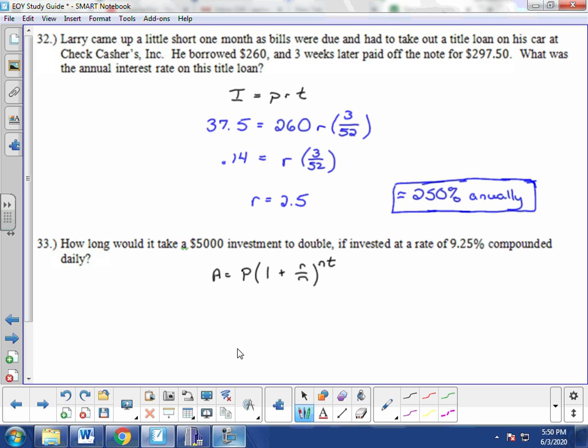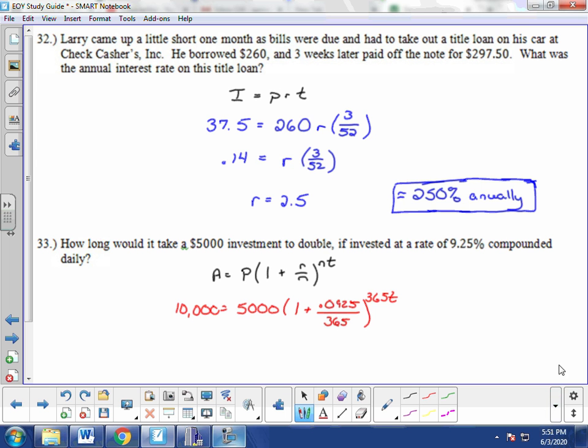So if we want to know how long it would take for a $5,000 investment to double, we want this to double. So we have a principal of 5,000, but we want to end up with 10,000. And this is times 1 plus, now my rate here is in percent, so I want to make sure I change that to a decimal, 0.0925, divided by n, the number of times that it's going to be compounded. If it's daily, that's 365, and this would be to the 365t power.